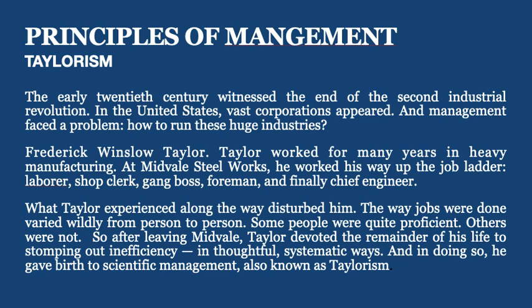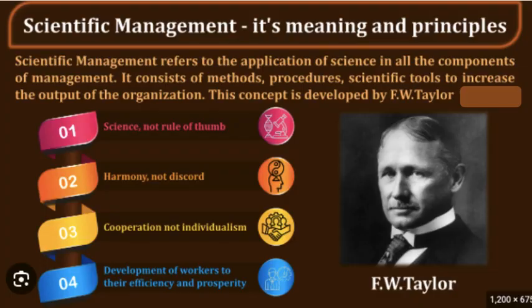At Midvale Steelworks, he worked his way up the job ladder: laborer, shop clerk, gang boss, foreman, and finally chief engineer. What Taylor experienced along the way disturbed him. The way jobs were done varied wildly from person to person. Some people were quite proficient, whereas others were not. So, after leaving Midvale, Taylor devoted the remainder of his life to stamping out inefficiency in thoughtful, systematic ways. And in doing so, he gave birth to the scientific principles known as Taylorism.